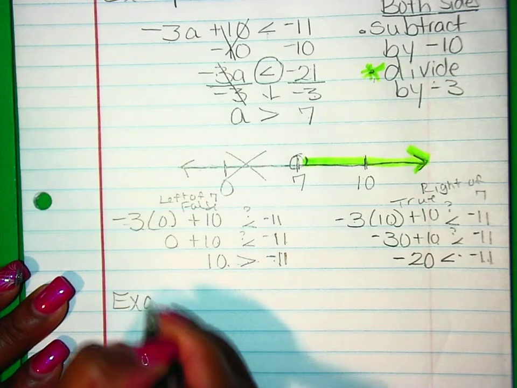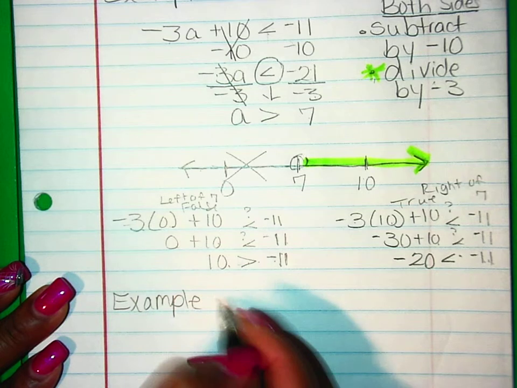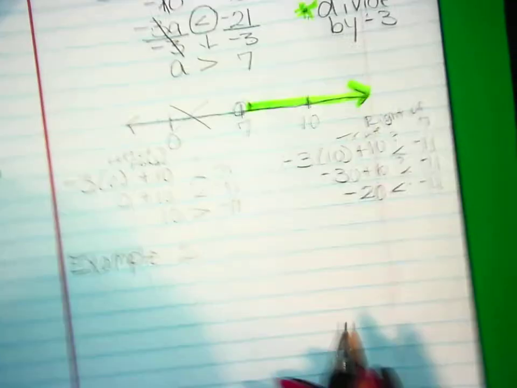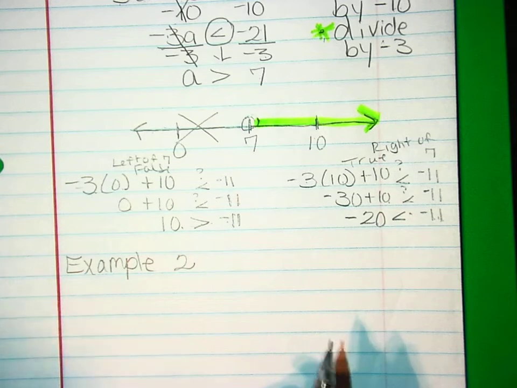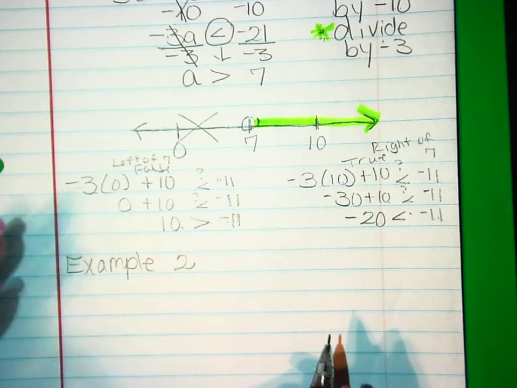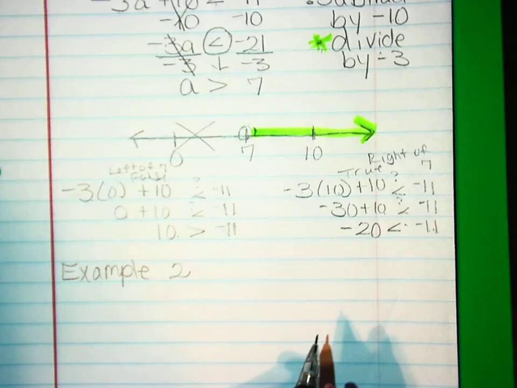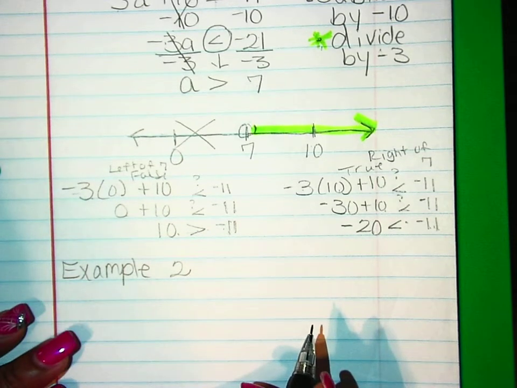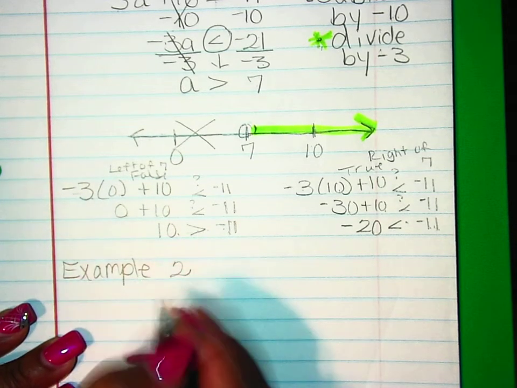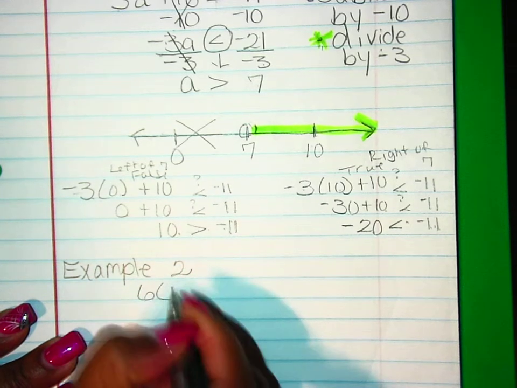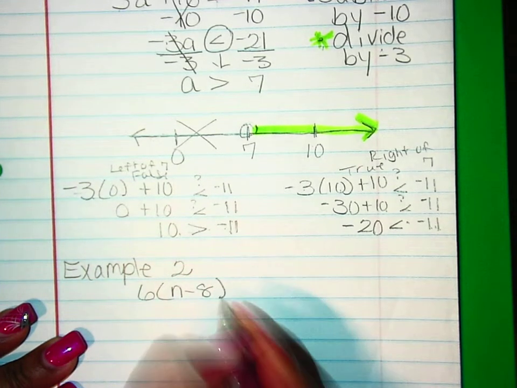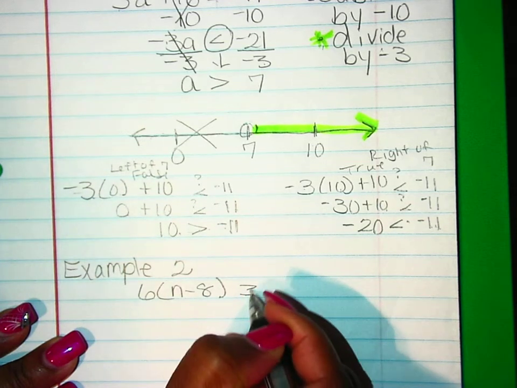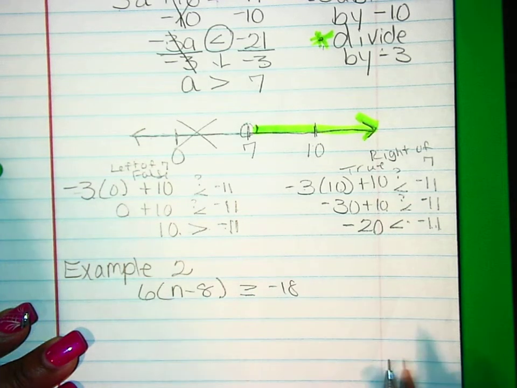Keeping it simple because you guys should be able to do this, especially since we have done so many equations. Okay, and plus it's a review from when you were in middle school, as in equations. It's the same process. You can do it. Okay, let's do this lovely example. 6 times n minus 8, in that grouping symbol, greater than or equal to negative 18.